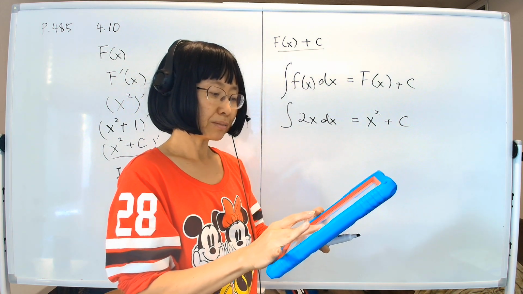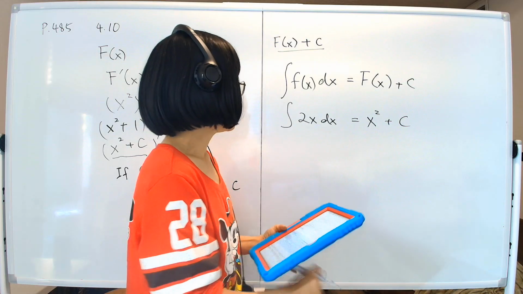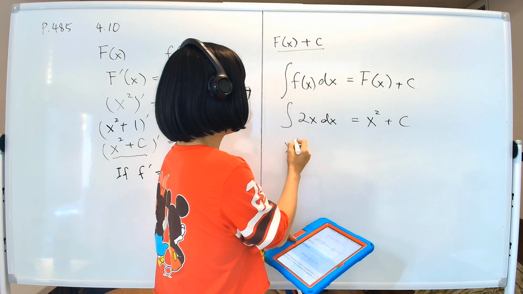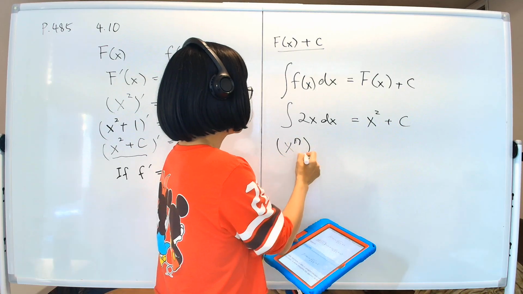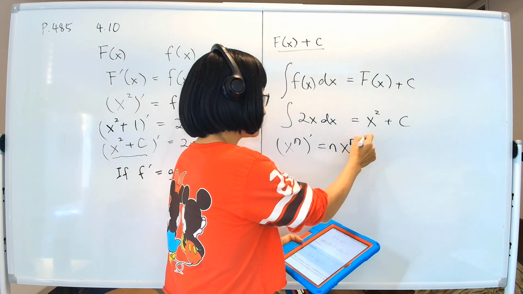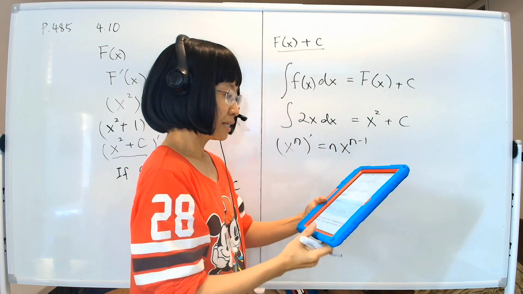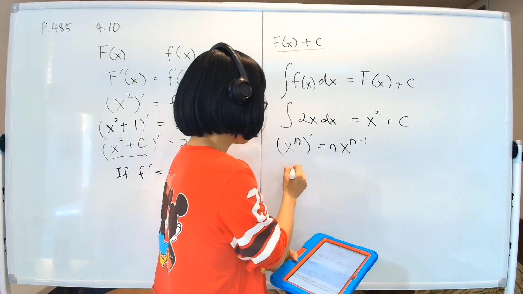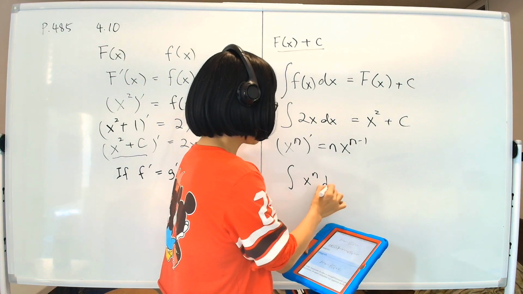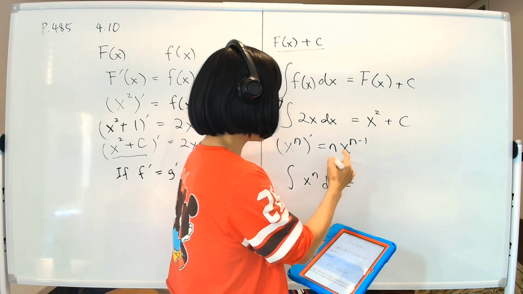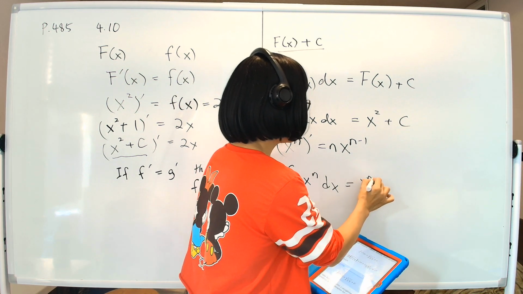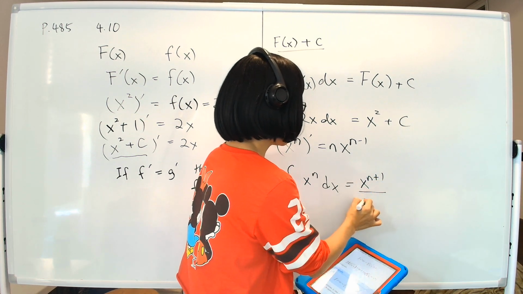As you remember, the power rule says that when you take the derivative of x to the power n, the derivative becomes n x to the n minus 1. Then you work this thing backwards. The integration of x to the power n, how would you integrate it? That would simply be equal to x to the n plus 1 over n plus 1.